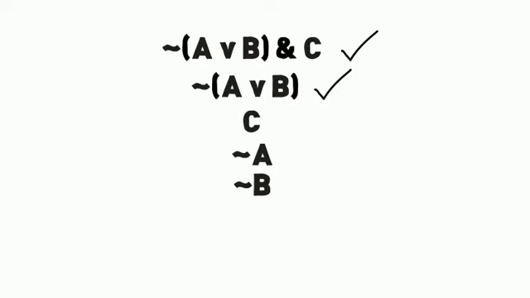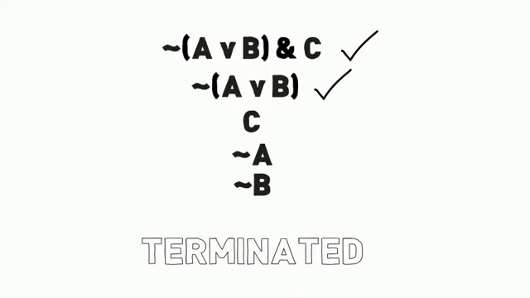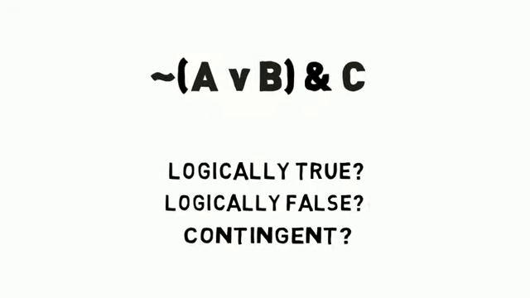At this point, the tree contains no compound statements that haven't been broken down, only single statements and negated single statements. This means that the tree has terminated. The tree only has one branch, and it shows you that the original statement is true if C is true, and A is false, and B is false. Since these statements don't contradict each other, you know that it is possible for the original statement to be true. That is, it is true under at least one interpretation, and therefore is not a logical falsehood.